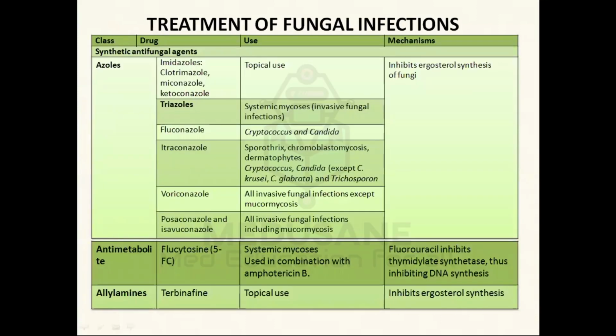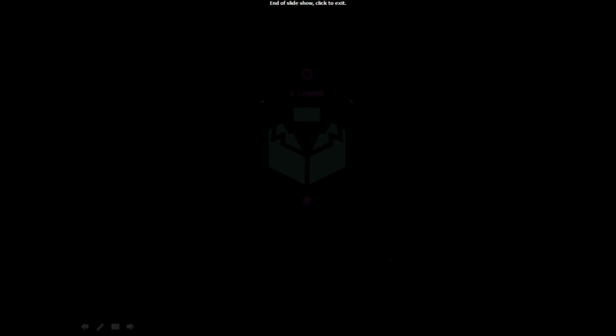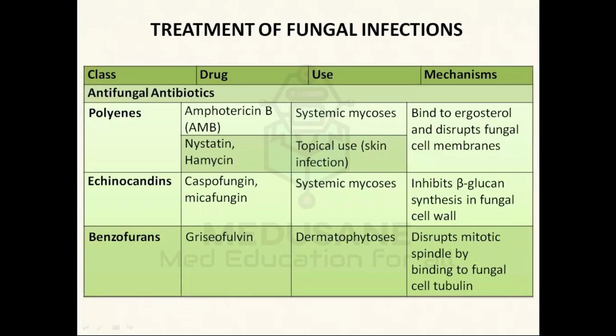What is the treatment of the fungal infection? Amphotericin B is mainly used for systemic mycosis, which comes under polyenes. Then echinocandins are used for systemic mycosis, and the benzofurans are used for dermatophytes, like griseofulvin.